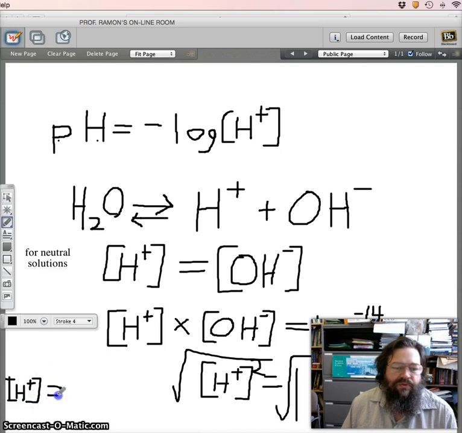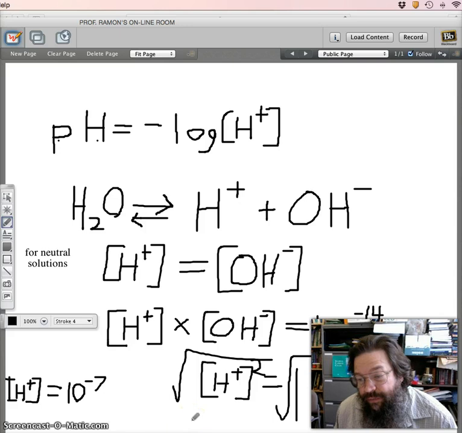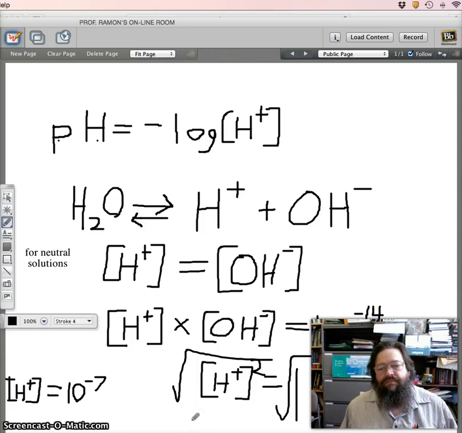is equal to 10 to the minus 7 power. If you don't remember how to do exponents, if you've got the same base raised to a power, so in this case 10, when you're multiplying things, all you have to do is add the exponents. So 10 to the negative 7 power times 10 to the negative 7 power would equal 10 to the minus 14 power. That means the square root of 10 to the minus 14 is 10 to the minus 7.